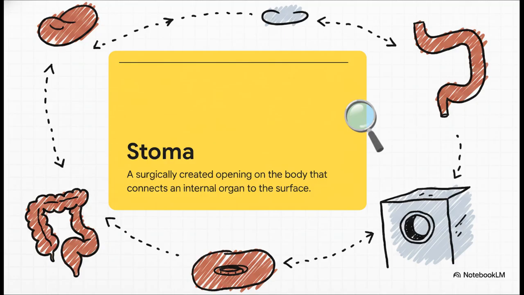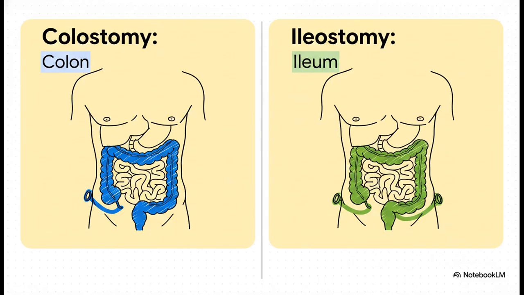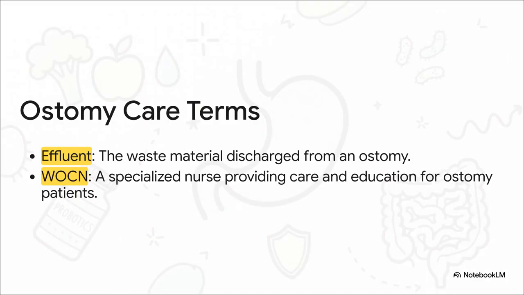Understanding what a stoma is the key to getting the next two terms. So the crucial question is where that stoma is created. A colostomy comes from the colon, the large intestine. An ileostomy comes from the ileum, which is the final part of the small intestine. And this difference in location is so critical because it completely changes the consistency of the waste. Just think, the colon's main job is to absorb water, so the output from an ileostomy is going to be much more liquid. That waste material we were just talking about, it's called effluent.